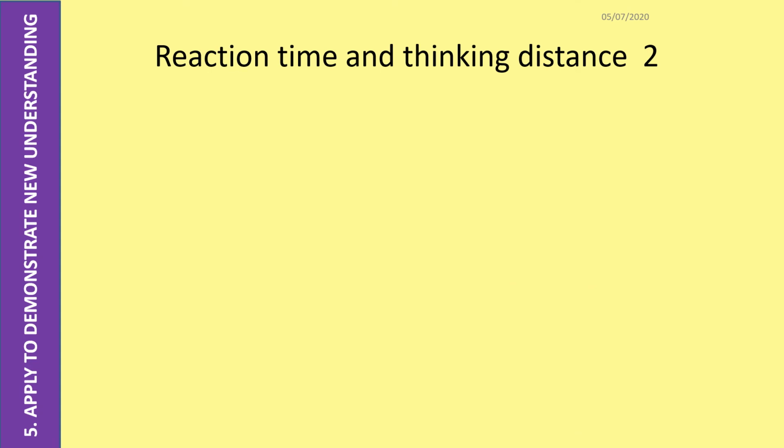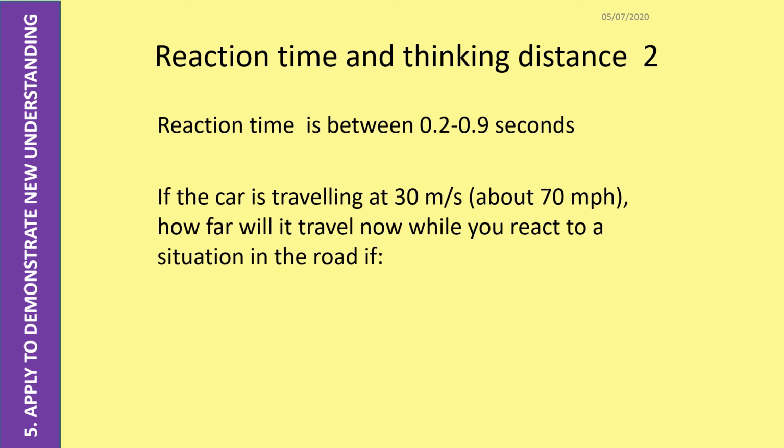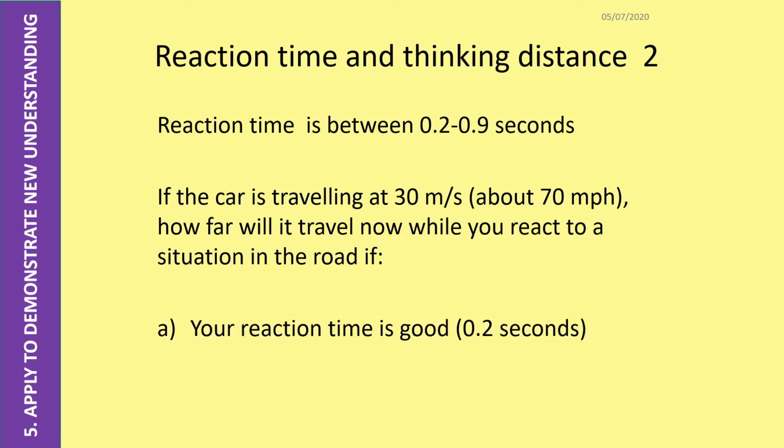Here's one for you to do. Again, take the reaction time as being between 0.2 and 0.9 seconds. But this time, let's have the car traveling at 30 meters per second, which is 70 miles an hour, and work out what the thinking distance is in each case.